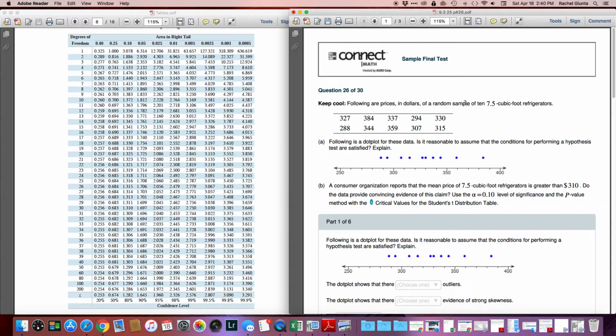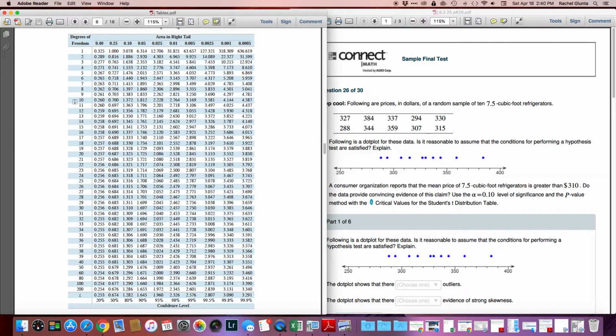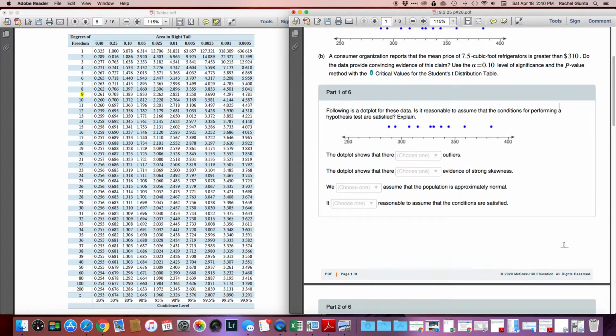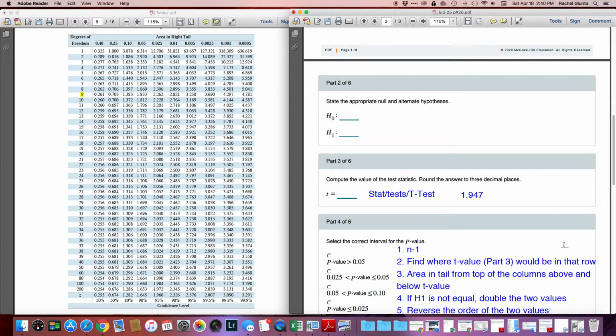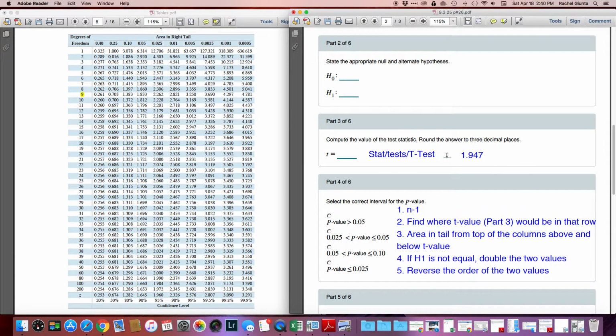And the sample size is 10 refrigerators here. So our degrees of freedom is going to be 9. So this is the row that we're going to be looking at. And then we're going to try to find the numbers that are just above and just below our t-value here. So 1.947, but we have to find it in this row.